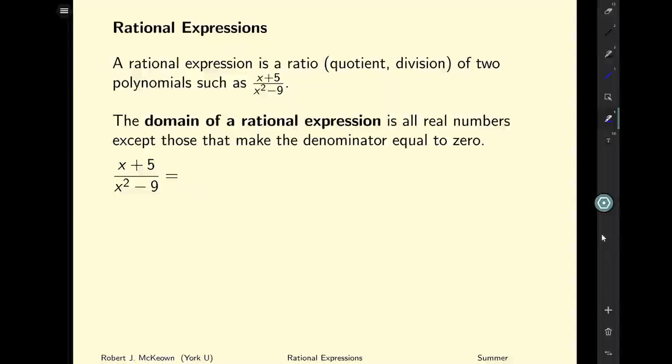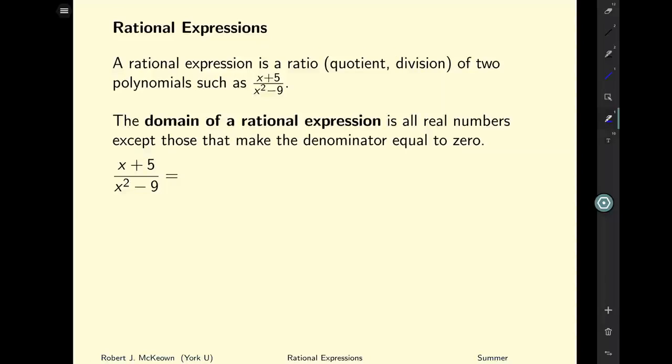Topic 6 is all about rational expressions. So what is a rational expression? Well, it's when one polynomial, such as x plus 5, is divided by another polynomial, such as x squared minus 9. And remember, we've seen a lot of quadratic equations; quadratic expressions are also a type of polynomial. Now, every question in this section involves rational expressions.